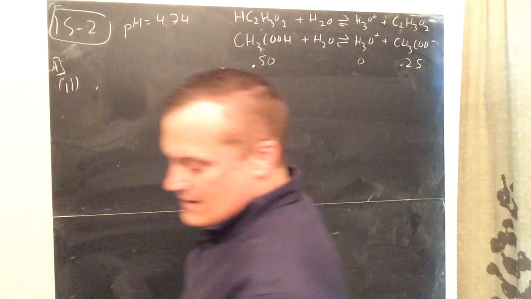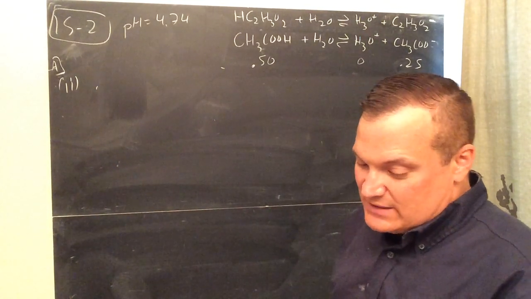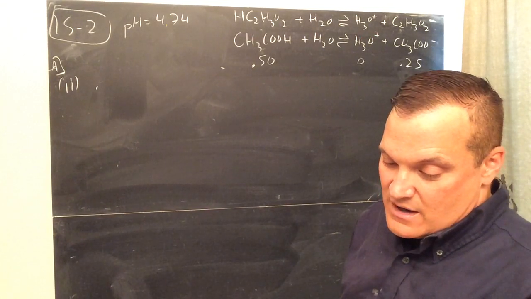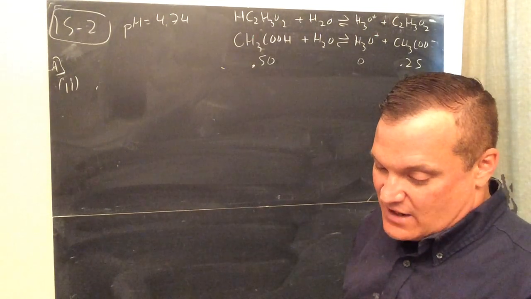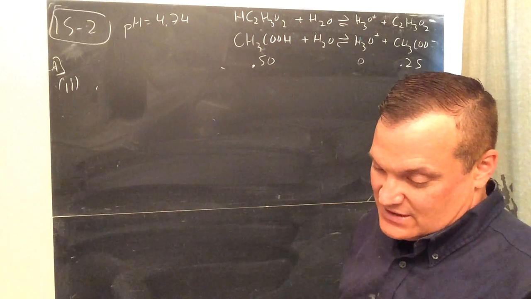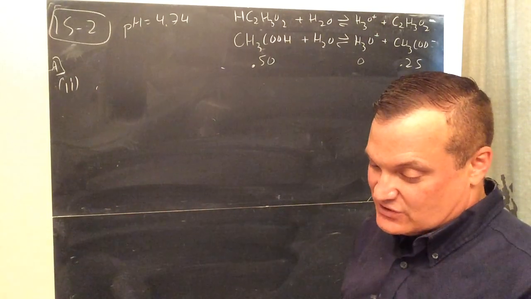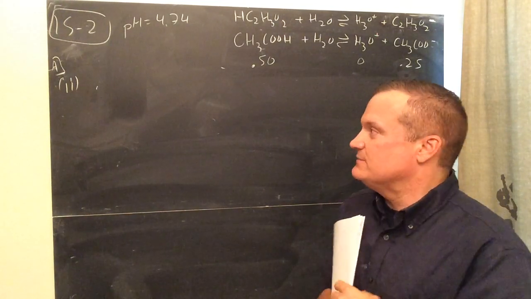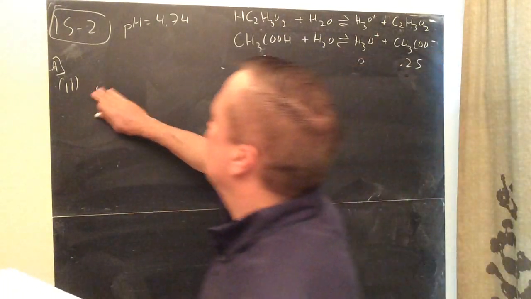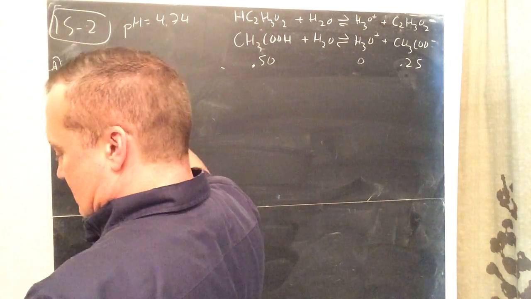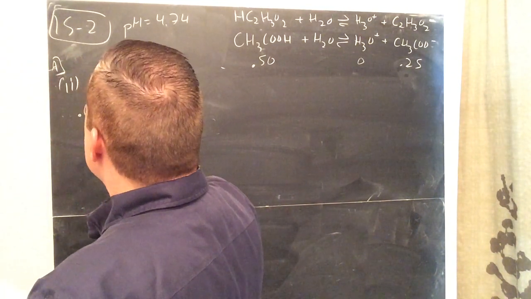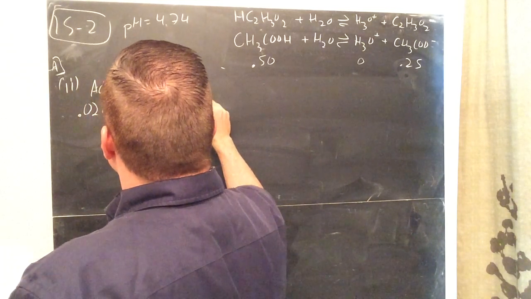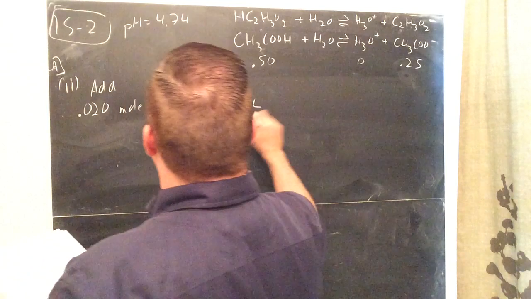in part 1. Next, 0.020 moles of sodium hydroxide is added to 2 liters of the buffered solution. Calculate the change in pH that occurs in the buffer system. Okay, what's the new pH and the change of pH going to be? Okay, we're going to add 0.020 moles of NaOH to 2 liters of the buffer.